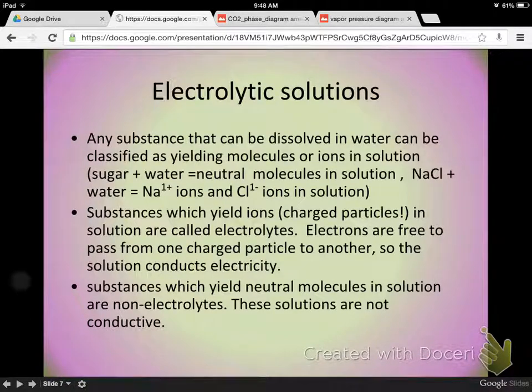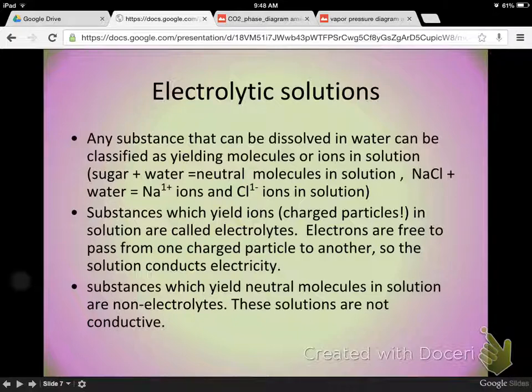Okay, this is one that we're going to talk about more in the next chapter, and we are going to do sort of 1.5 more chapters after this. An electrolytic solution is a solution that conducts electricity. We've talked about this a little bit.